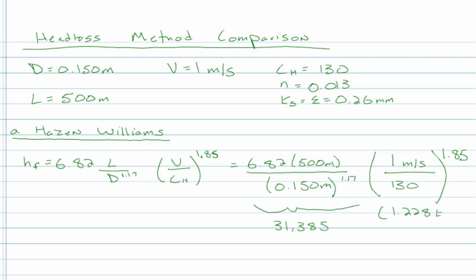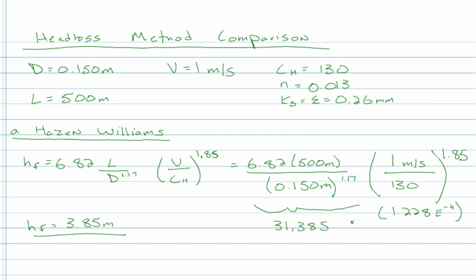This expression is 1.228 times 10 to the minus 4. I usually break it up into pieces like that just so I can double check my work. Never rely on the first set of calculations. We get that the head loss due to pipe friction is 3.85 meters according to this approach.